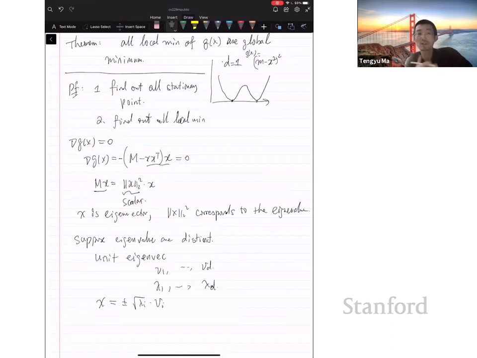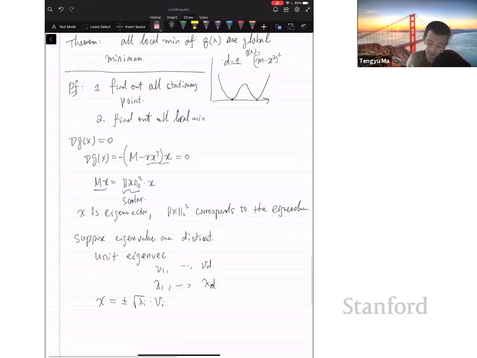Now let's look at which of these is a local minimum, and then we say all the local minimum are global. Ideally, we just want to say that only the v1 one is a local minimum, because that one is also a global minimum. So square root lambda 1 times v1 is the global minimum. Okay, so how do we do this?